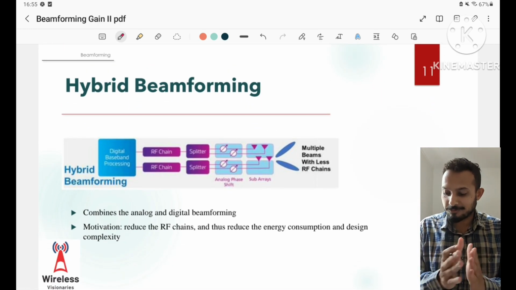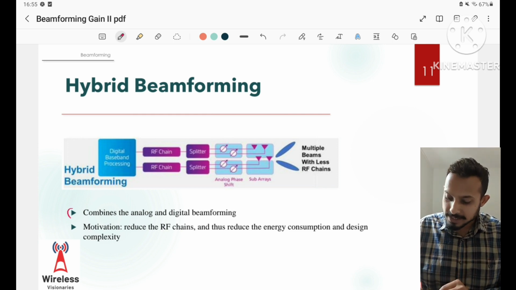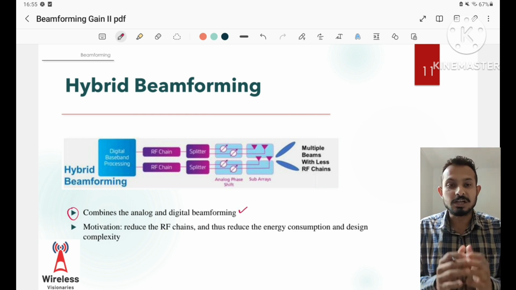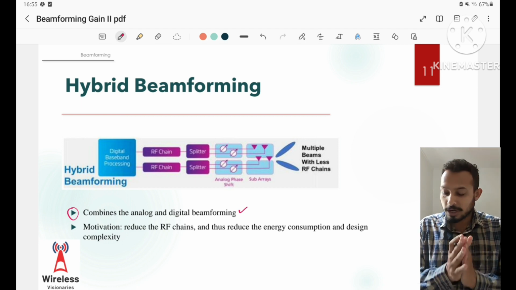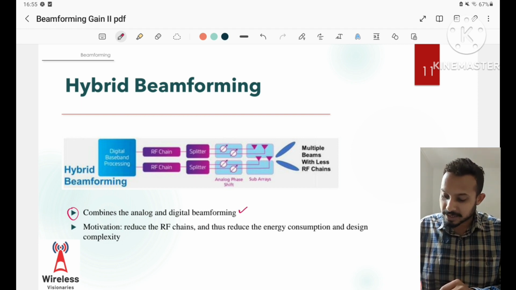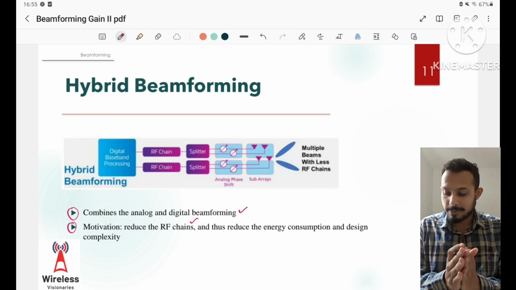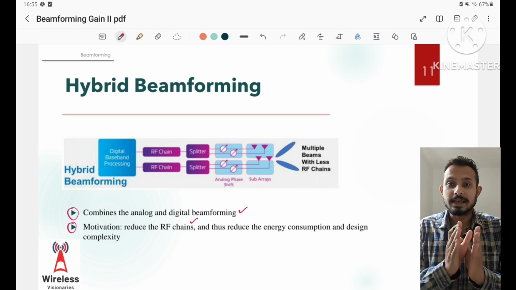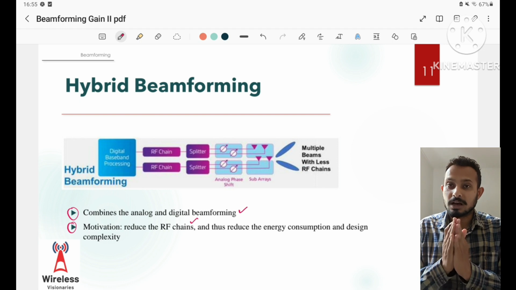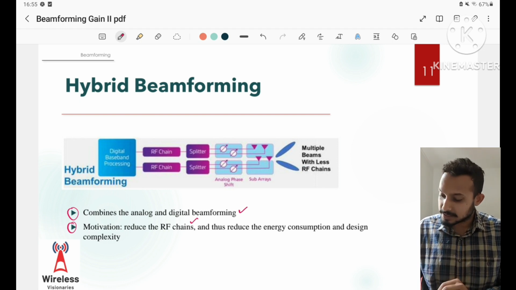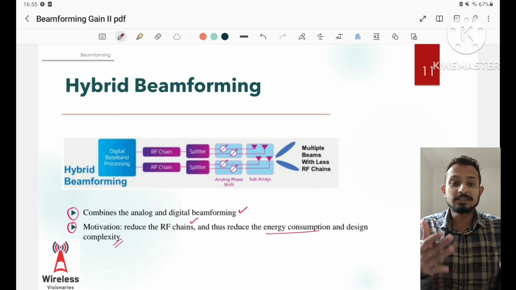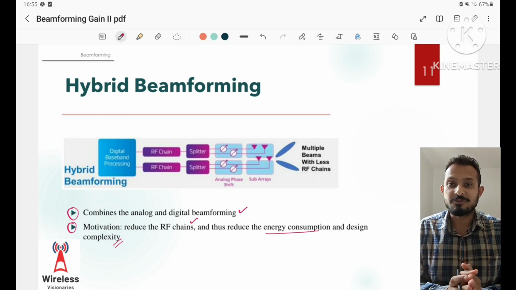Next is hybrid beamforming. Hybrid beamforming combines analog and digital beamforming. The main motivation behind hybrid beamforming is to reduce the RF chains that were used in digital beamforming. This is because the ADC and DAC consume a huge amount of power, and thus hybrid beamforming reduces the energy consumption and the design complexity. This is the solution used in the millimeter wave band.